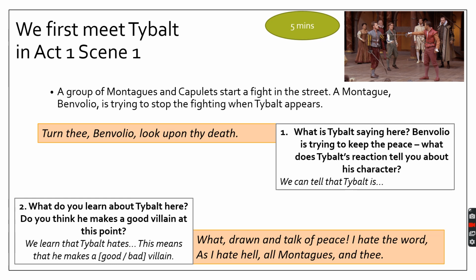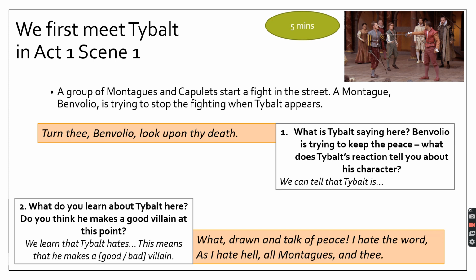So for question 1, I just want to ask you, what is Tybalt saying here? Benvolio's trying to keep the peace, but what does Tybalt's reaction tell you about his character? He's saying to Benvolio, "Look upon thy death." So what does that make you think about Tybalt? A couple of minutes, write down an answer. Pause the video whilst you do.